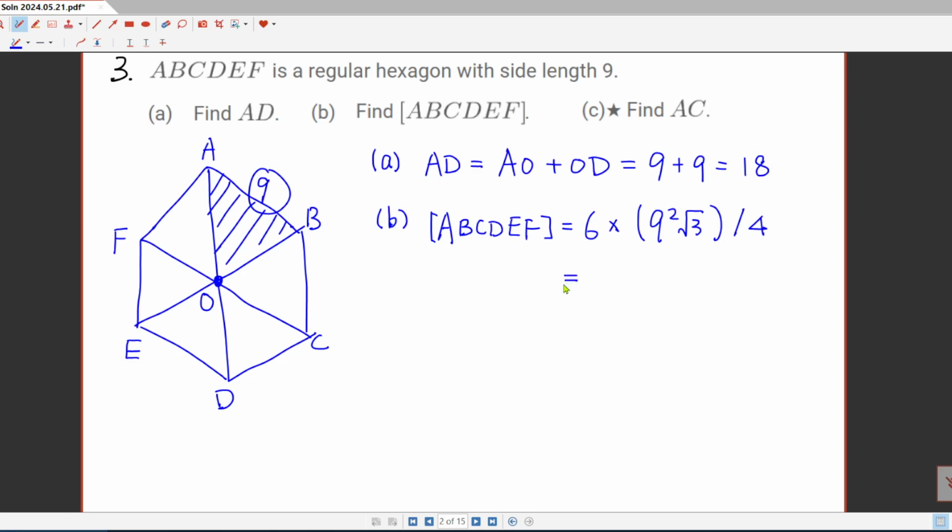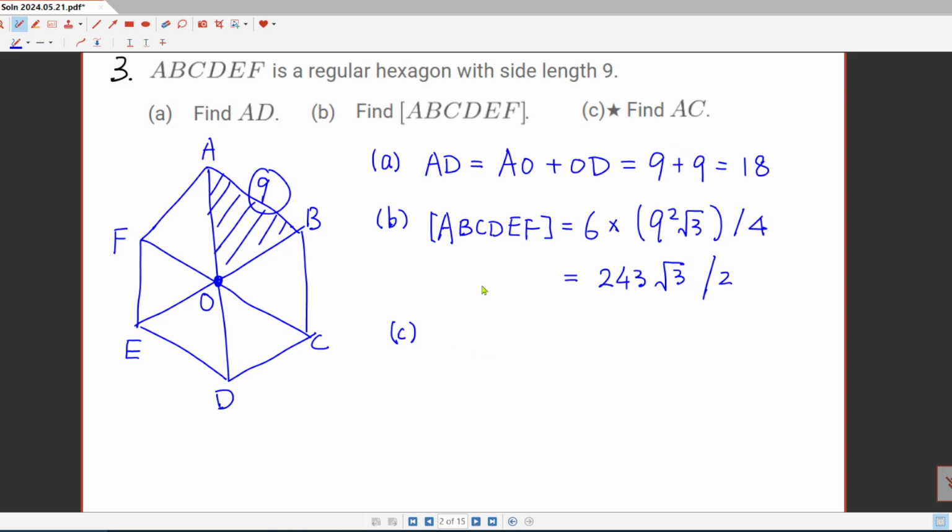And therefore the area of ABCDEF is 243 square root 3 over 2. And also note that if the question does not ask you to round up or round down, always keep the exact solutions, okay?